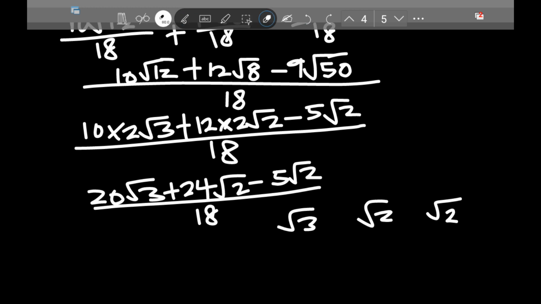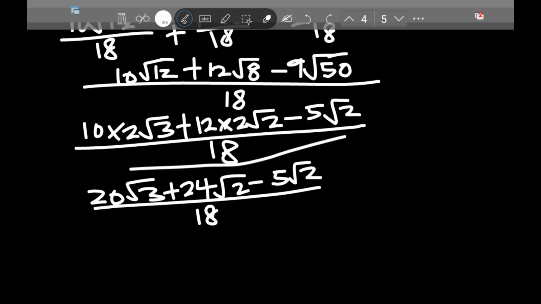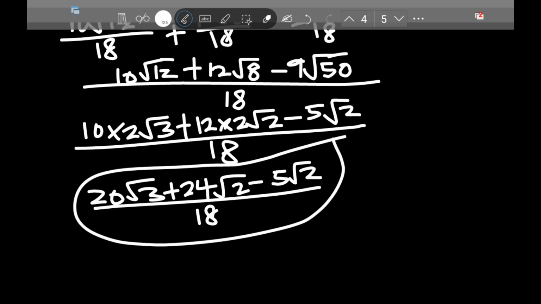Because we do not have any highest common factor, we're going to leave our answer as 20 root 3 plus 24 root 2 minus 5 root 2 over 18. So that is the answer.